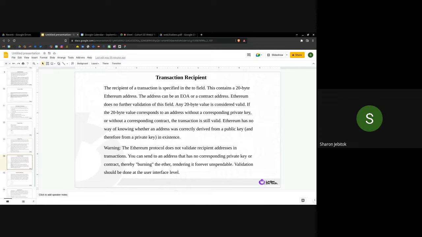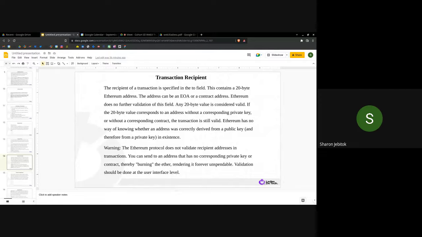So Ethereum has no way of knowing whether an address was derived from a public key. Obviously, if there is a public key, it has its own private key. Remember the key pairs. So Ethereum doesn't have a way of knowing if this address was derived from a public key in existence.